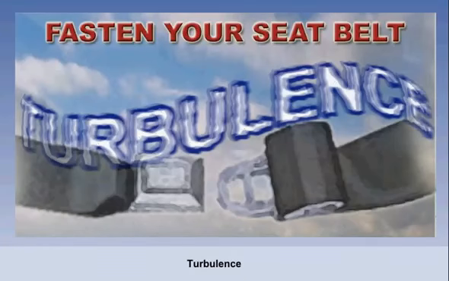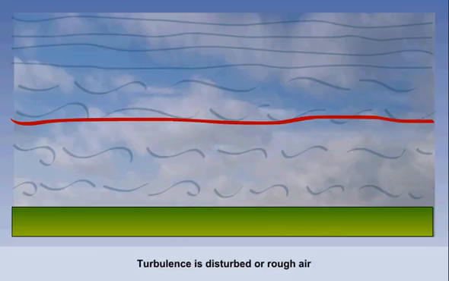In this lesson, we'll look at the phenomenon of turbulence and how it is created within the atmosphere. More importantly, we'll examine its impact on aviation and how we can locate it and avoid it. Turbulence strictly means a disturbed state, but in aviation it means disturbed or rough air.